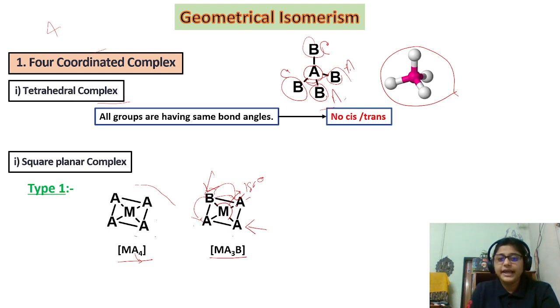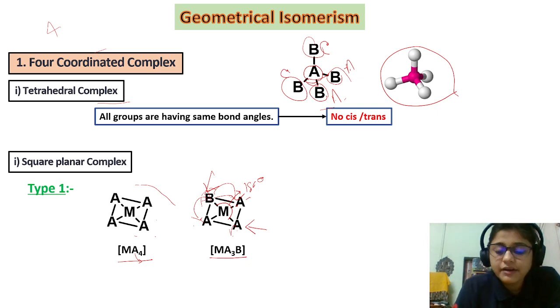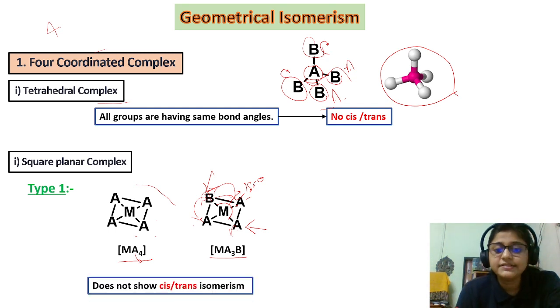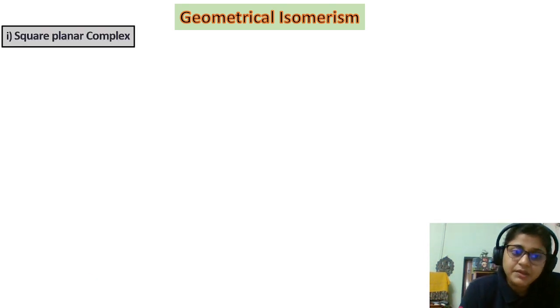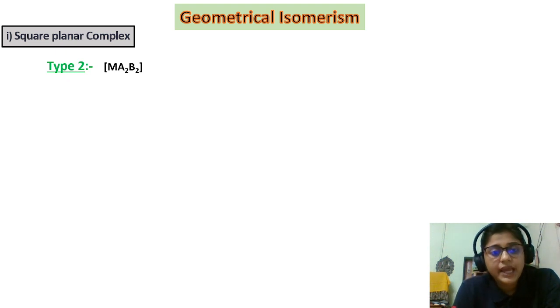If we place B here also, same thing will happen. It will be cis to this A and this A, trans to this A. So we can't have another arrangement of these two molecules. So these two don't show any cis-trans isomerism. Clear? Now coming to type 2, Ma2B2.